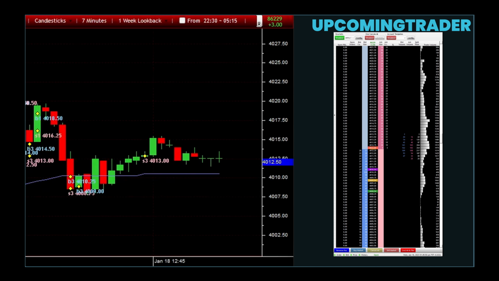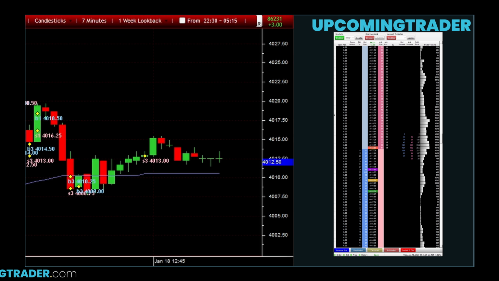Ascending triangles are characterized by a flat top with higher lows, which often signals an impending breakout to the upside. If this pattern forms near a low volume node, the breakout is often sharp and rapid, making it an excellent opportunity for quick gains. Descending triangles are the opposite, with a flat bottom and lower highs, indicating a potential breakdown.